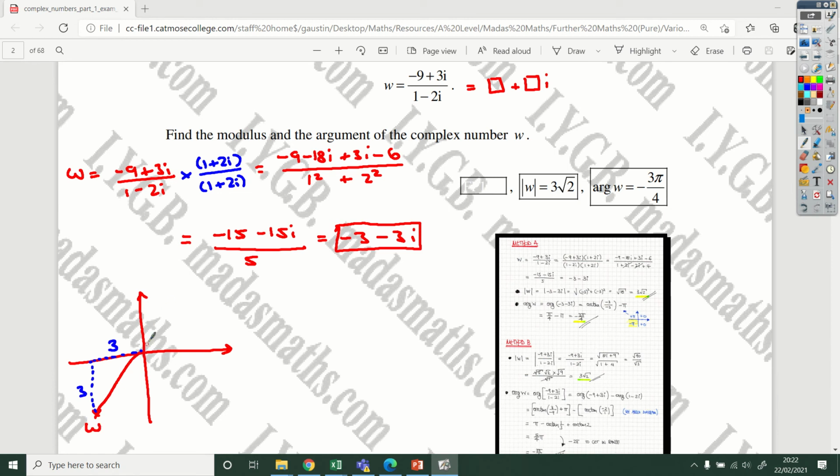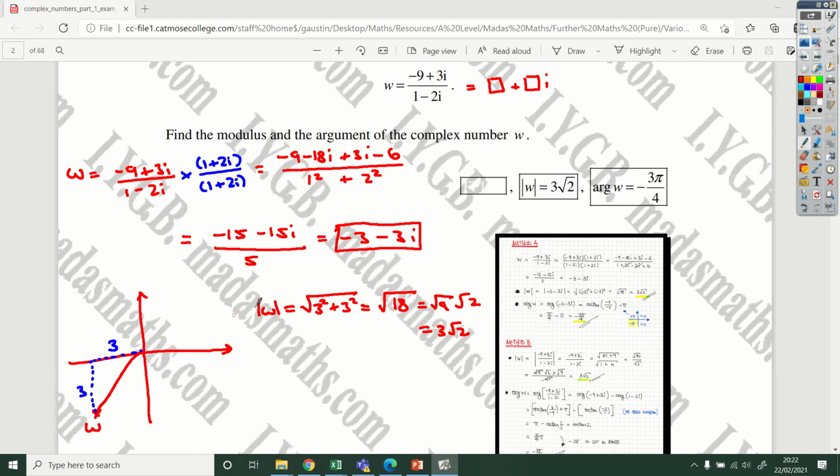I can now get the modulus first, so I'll do that. That's going to be the square root of 3 squared plus 3 squared. I could have maybe done that as minus 3 squared and minus 3 squared, but that's good enough. That's going to give me root 18. Then by splitting up my surd, I can make root 9 root 2, and that's 3 root 2, as given up there.